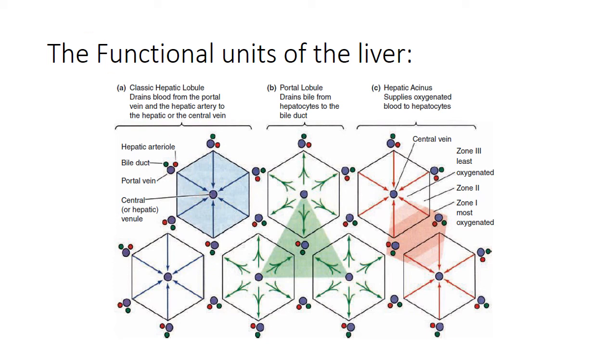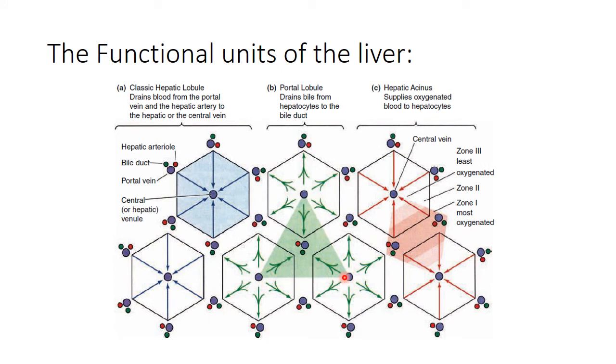A second way of looking at the liver in regard to its functional unit is by viewing the portal lobules. This theory of viewing the liver is mainly concerned with the bile synthesis and bile drainage from the hepatocytes to the bile duct. So this area is triangular in shape. The portal lobule is a triangular-shaped lobule with the portal tract in the center and 3 central veins at the angles of the triangle.